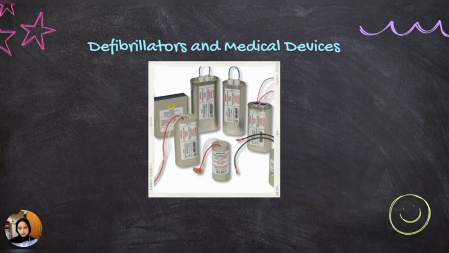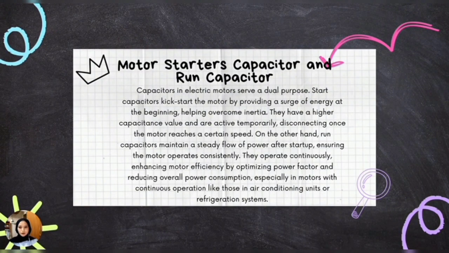These are examples of defibrillators and medical devices. Next, motor start capacitors and run capacitors. Capacitors in electric motors serve a dual purpose. Start capacitors kickstart the motor by providing a surge of energy at the beginning, helping overcome inertia. They have a higher capacitance value and are active temporarily, disconnecting once the motor reaches a certain speed.